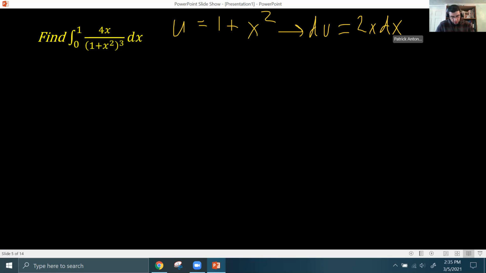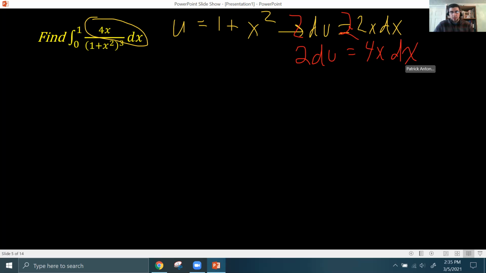Now that almost lines up with what the numerator is here, except it's off by a factor of 2. So what we could do is multiply both sides of this equation by a factor of 2 and get that 2 du equals 4x dx. And now we can do our substitution. You're going to write the integral. The 4x dx is replaced with 2 du, and the 1 plus x squared is replaced with u, so it's u cubed.